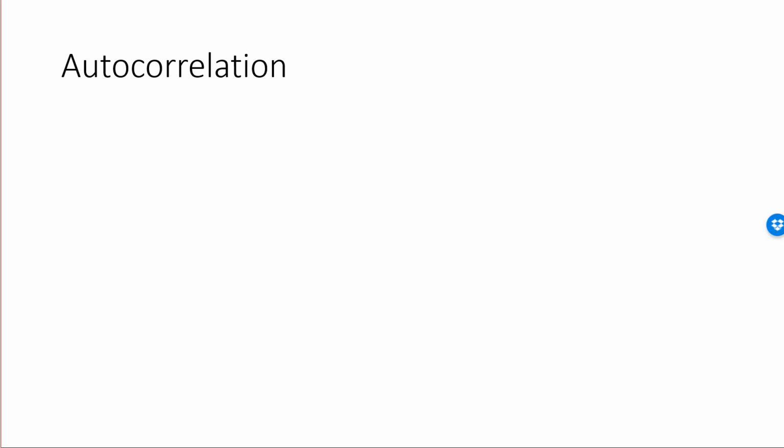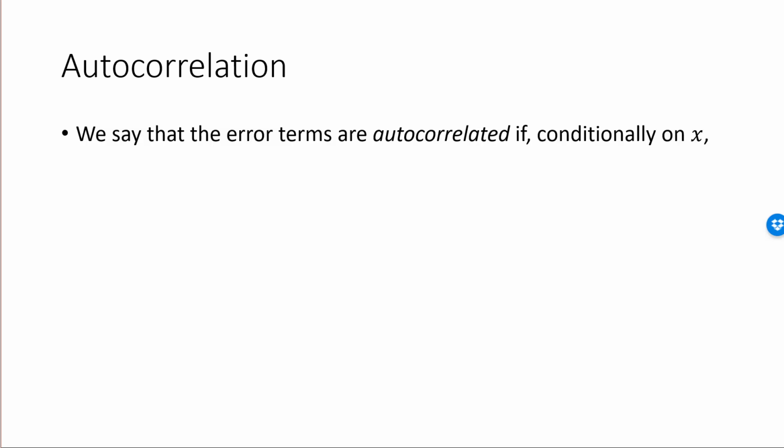This is not so hard to understand. We say that error terms are autocorrelated if, given all the x data, the covariance between two error terms at two different points in time is not zero. If the covariance is not zero, the correlation is not zero. So the term autocorrelated really means correlated with itself, and that's what's happening here. Epsilon t is correlated with itself at another point in time.